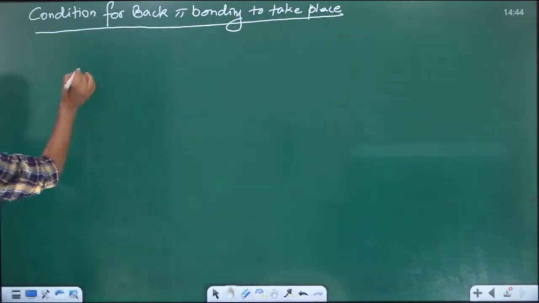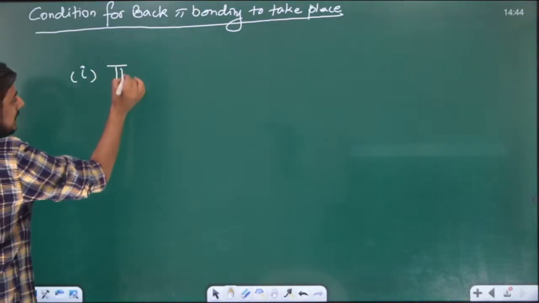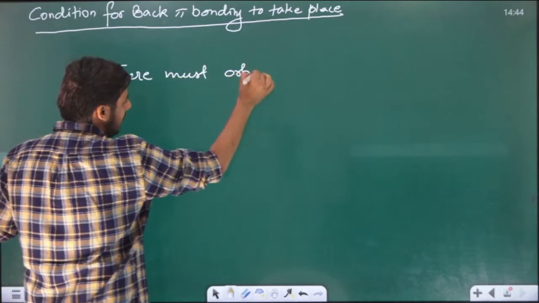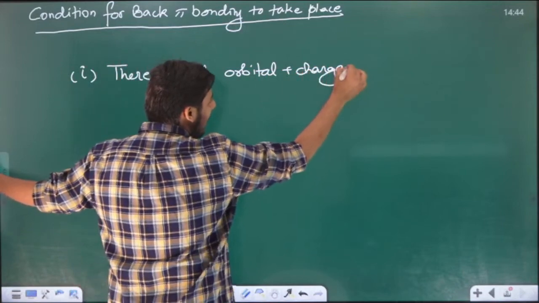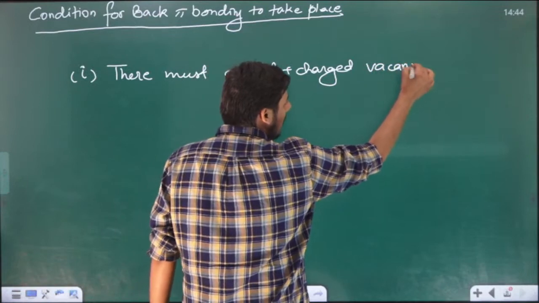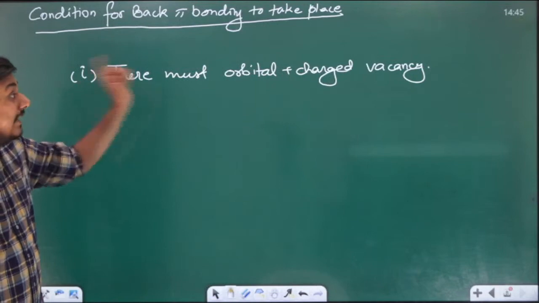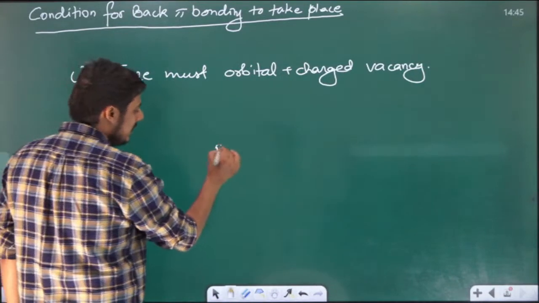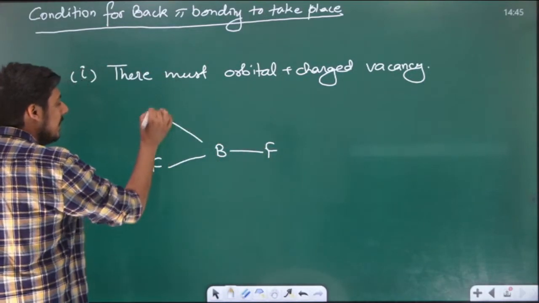First and primemost condition is there must be orbital plus charge vacancy. Why I write orbital plus charge vacancy, I will explain it to you. Just give me a moment. Most of you must have got why I am writing it like this, not only orbital vacancy, I am writing orbital plus charge vacancy. Why am I saying this? Just have a look at this BF3 again and you will know the reason why I am writing that there must be a presence of orbital plus charge vacancy.